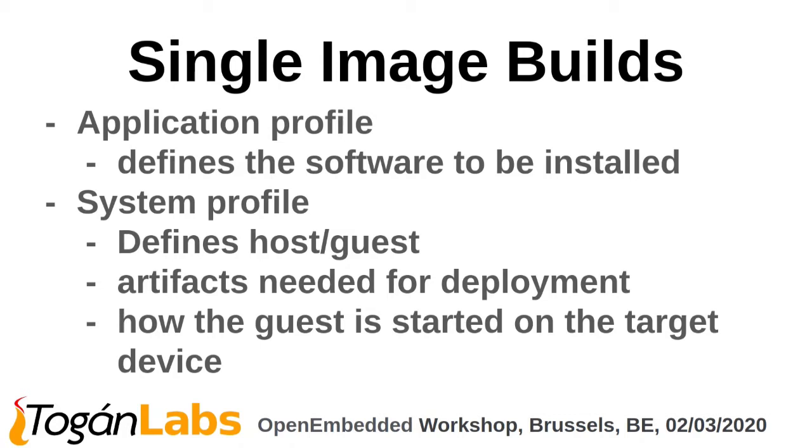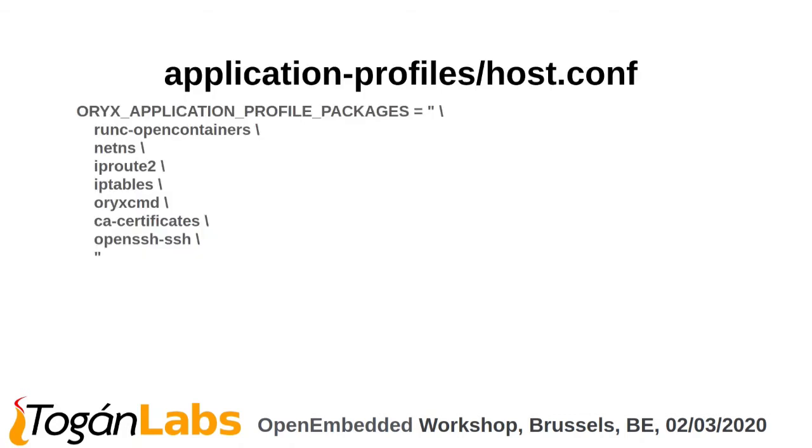So let's see what this actually looks like. If you've seen a BitBake recipe or a local conf where someone just says, yes, I want all these image extra installs thrown in, yeah, that's essentially what this is. So this is a host that has the runC open containers, which is required, netNS, and the Oryx command all installed into it on the host.